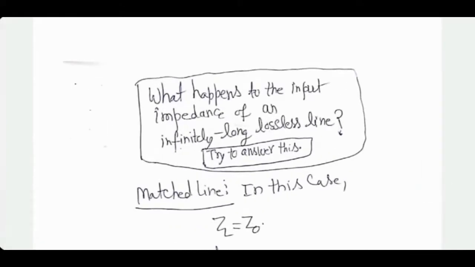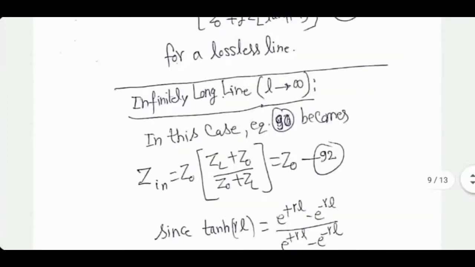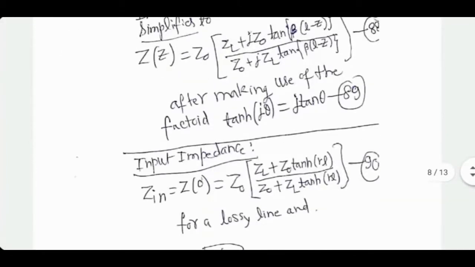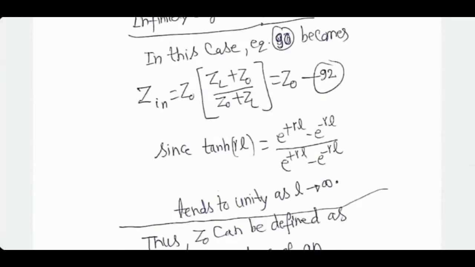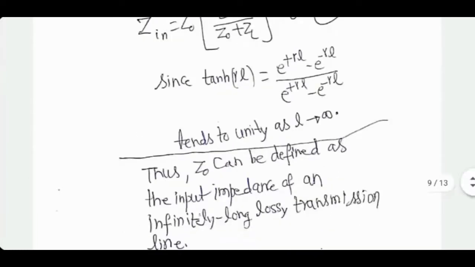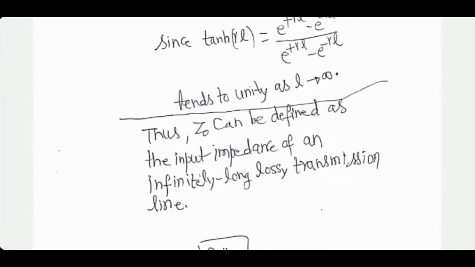There's another very interesting case where ZL happens to be Z0. That's wishful thinking that we want to have in our head. If ZL happens to be Z0, the numerator and denominator in equation 90 will again cancel. You will get input impedance equal to Z0. This happens for a lossy line as well as a lossless line. This is an ideal case. If you have load equal to characteristic impedance, it is called a matched line. The maximum power transfer theorem will be satisfied fully.